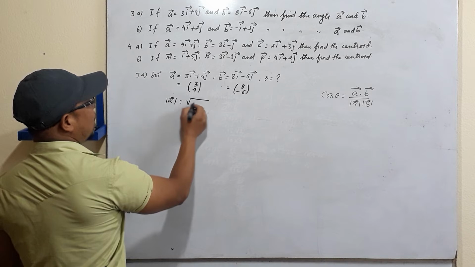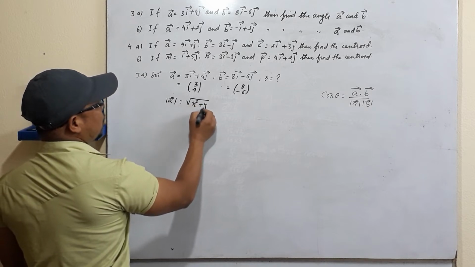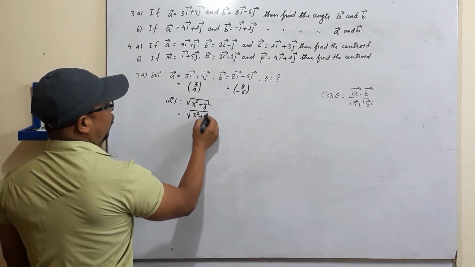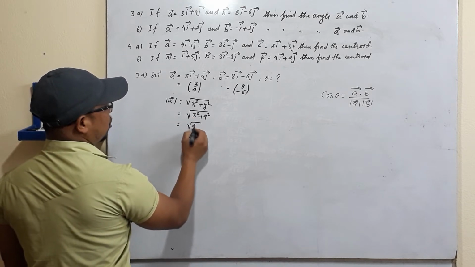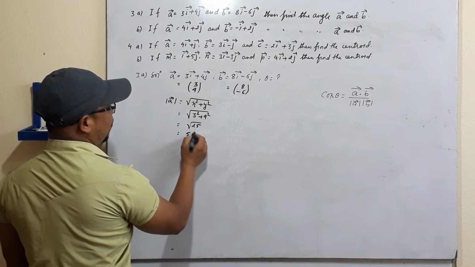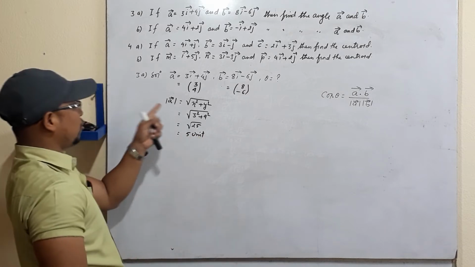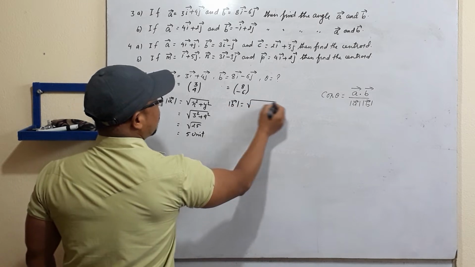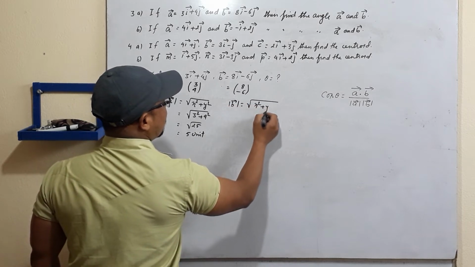Now let's find the magnitude of A. You know the formula is root under x square plus y square, so this is 3 square plus 4 square. This gives root under 25, which is 5 units. The magnitude of A is 5 units. Now let's find the magnitude of B. This is similar: root under x square plus y square.